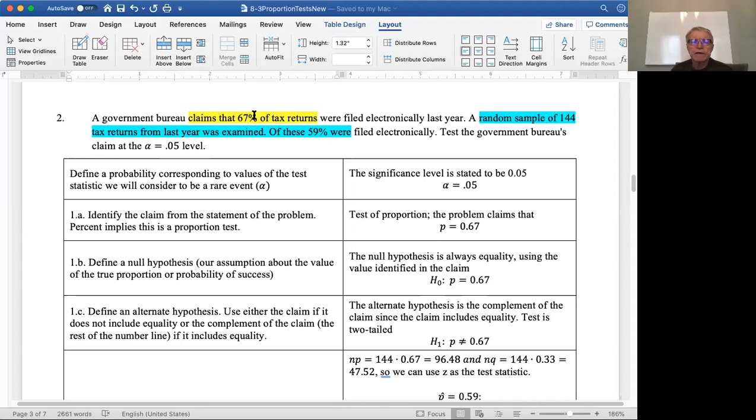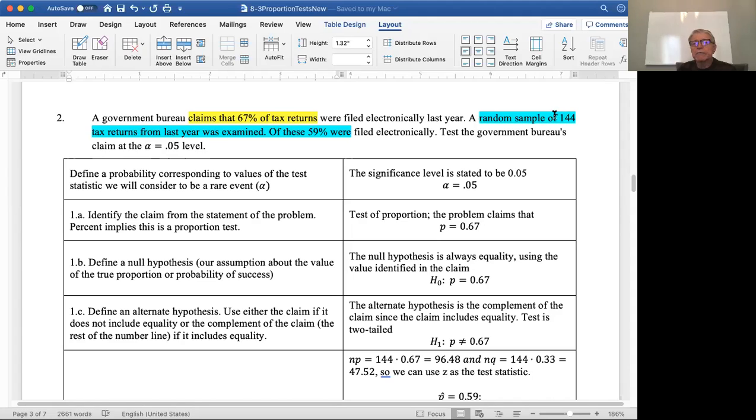So the claim is that 67% of tax returns were filed electronically. So the 67% implies that this is a proportion. The value is going to be 0.67, and the relationship, it says, claims that they were filed electronically, which implies that the proportion was equal to 67%. So the claim is going to be that P equals 0.67. And then we've got alpha is 0.05.